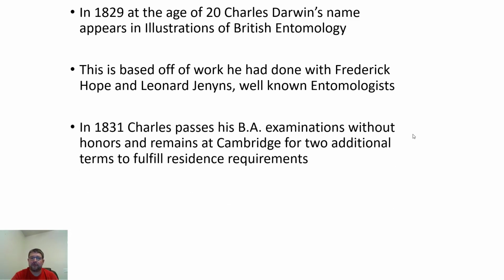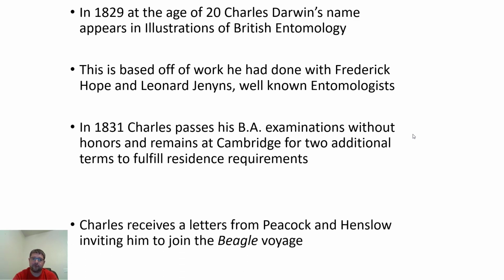In 1831, Charles passed all of his examinations, not well. Again, like I said before, he was skipping class a lot, and he didn't really have a knack for the religious piece of his education. He really wanted the naturalist piece of his education. So even though he passed all of his examinations, he was supposed to remain at Cambridge for additional terms to complete all the requirements.